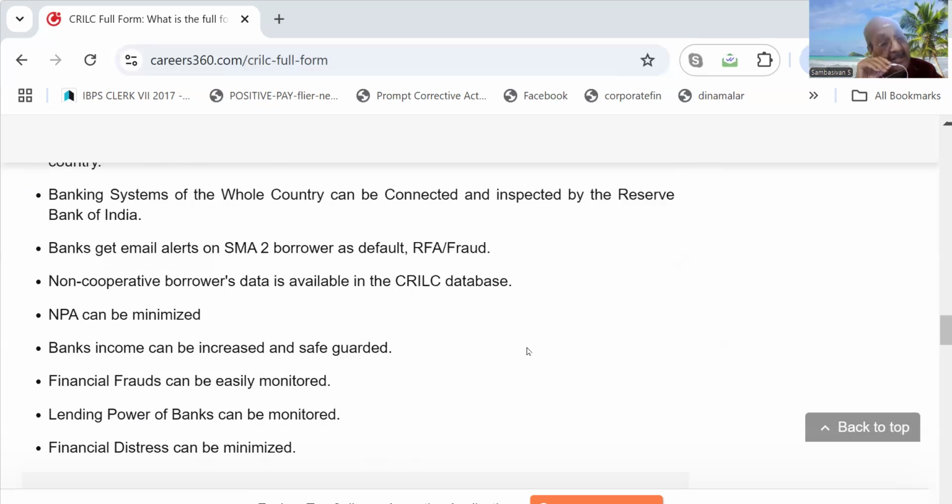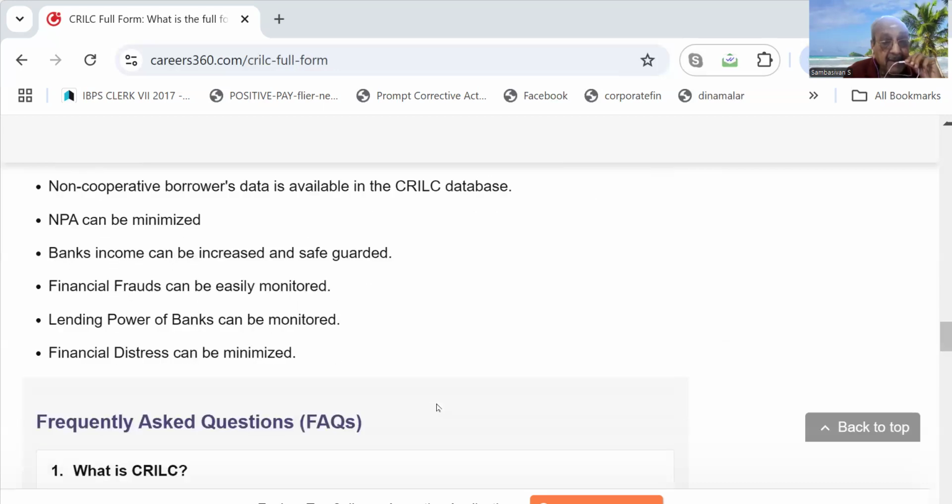NPA can be minimized. Banks' income can be increased and safeguarded. Financial frauds can be easily monitored. Lending power of banks can be monitored. Financial distress can be minimized.